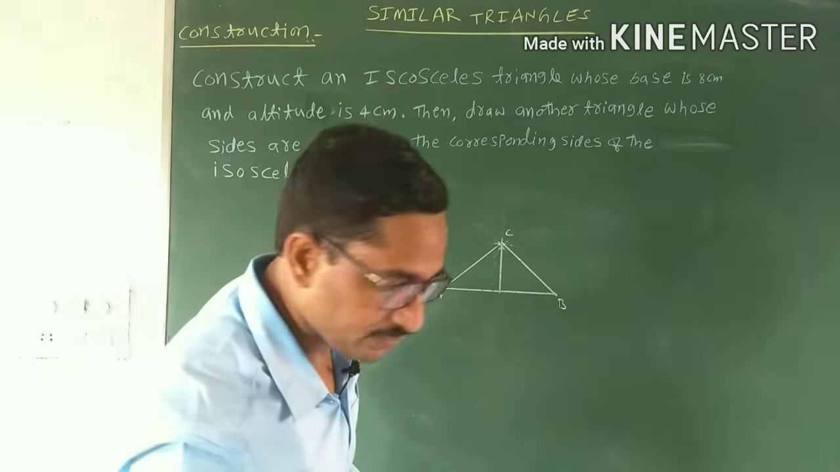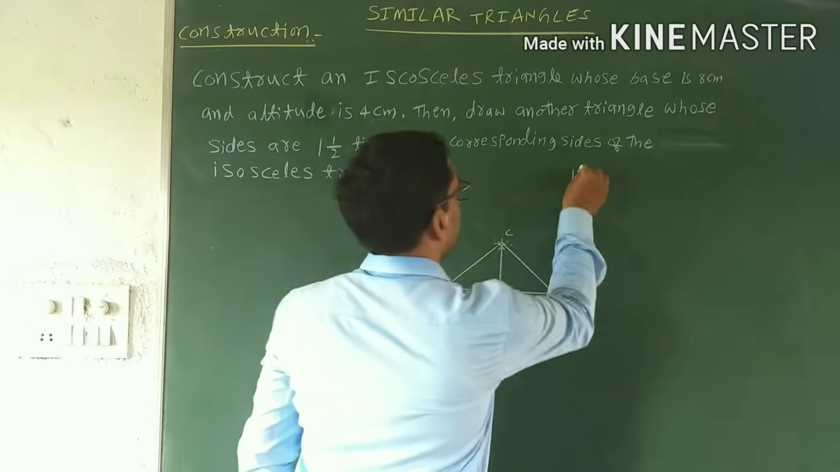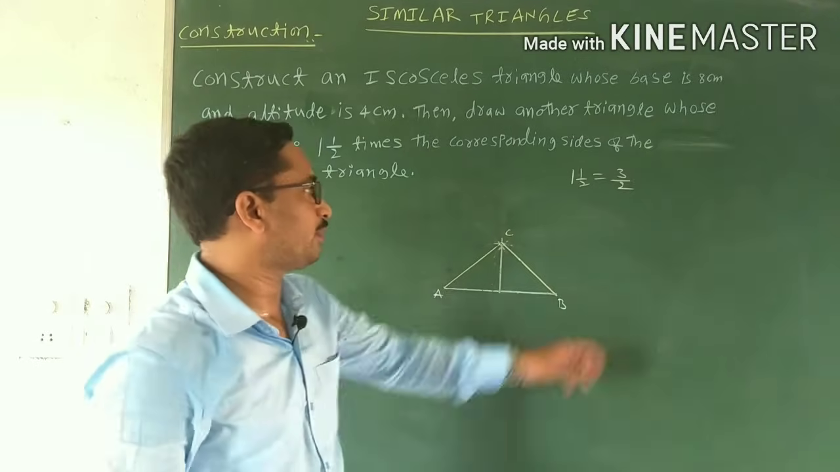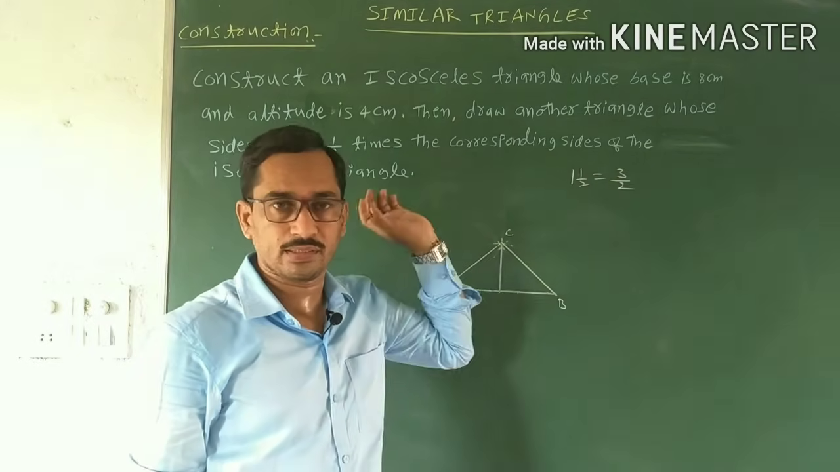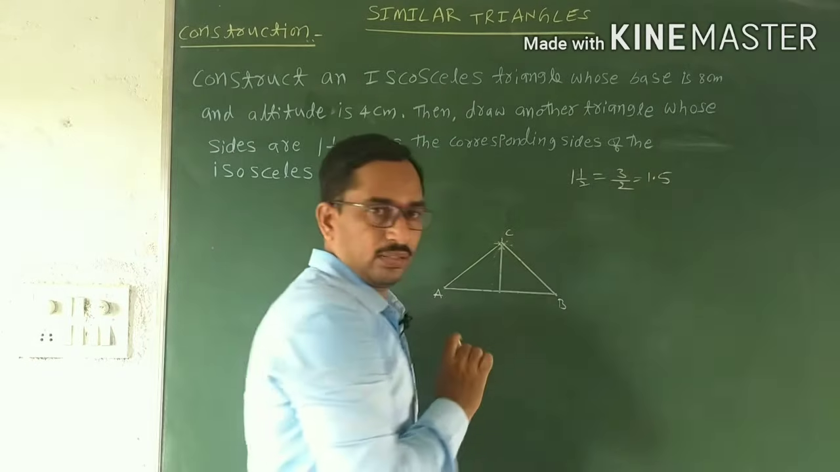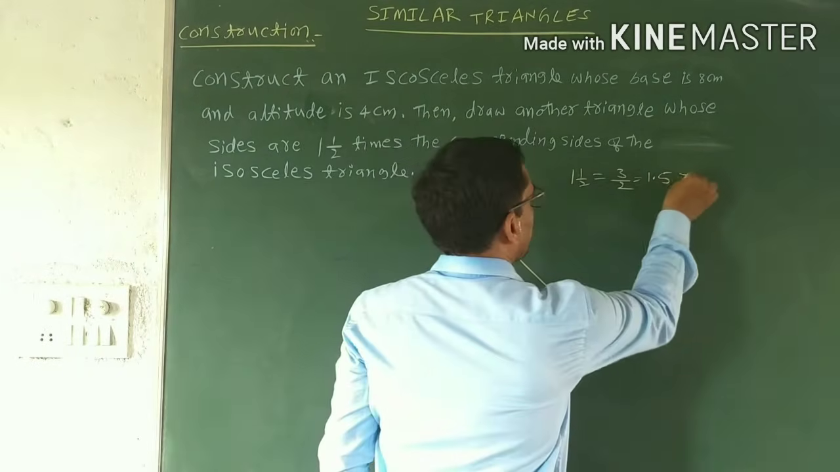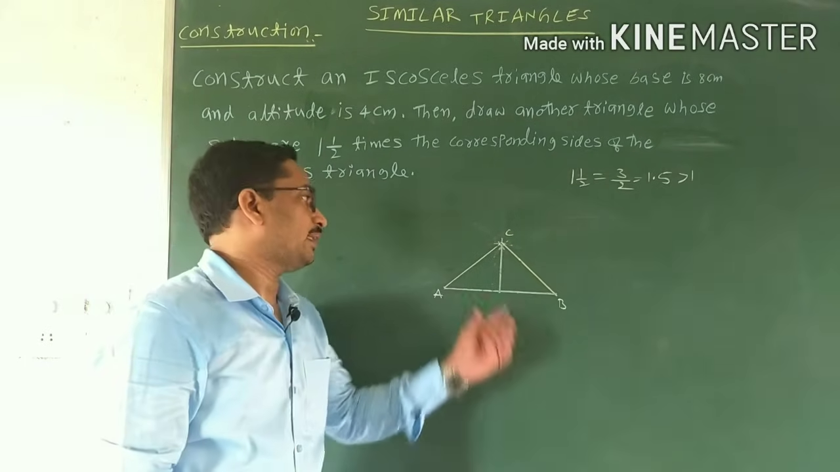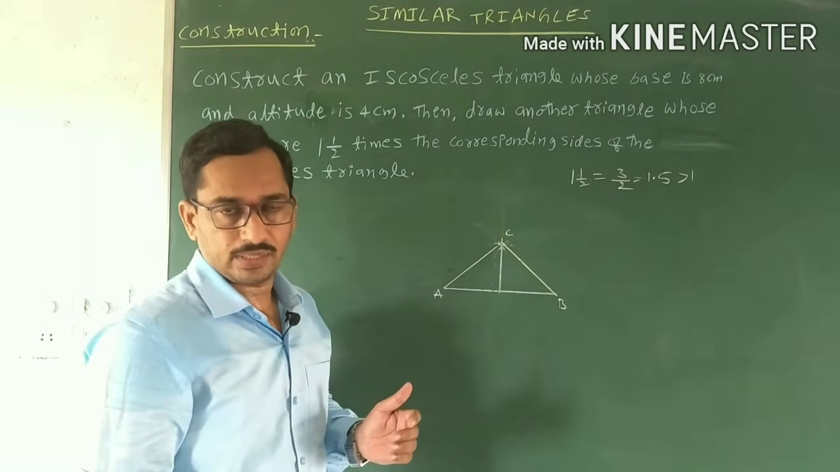1.5 times is equal to 3/2. This is a mixed fraction converted into an improper fraction. The value of 3/2 is 1.5, which is more than 1. So our required triangle is larger than the given triangle.